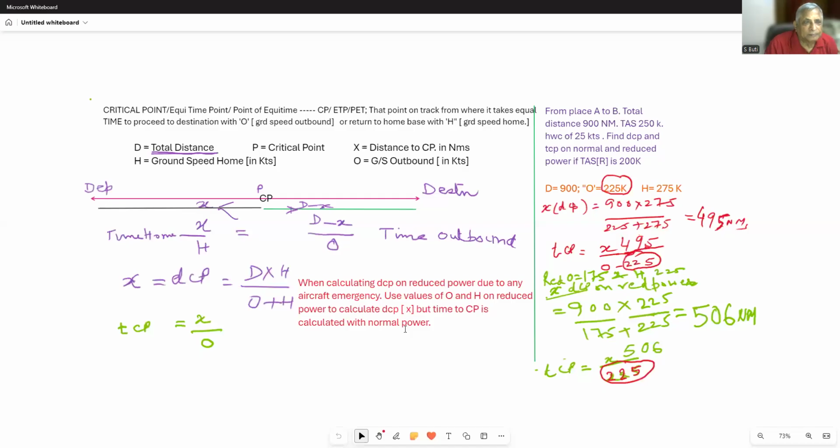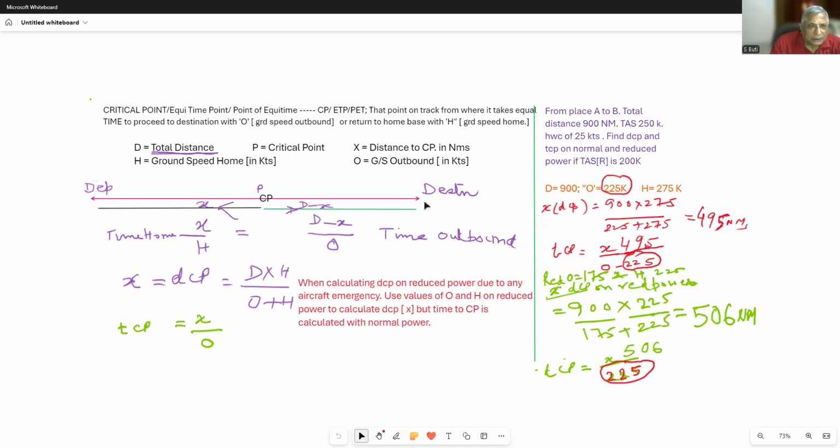Okay. What is a critical point? What is so critical about this point? It is that point on track from where it takes equal time for a pilot to either return to the home base, that is called the departure point or home, or proceed to the destination.